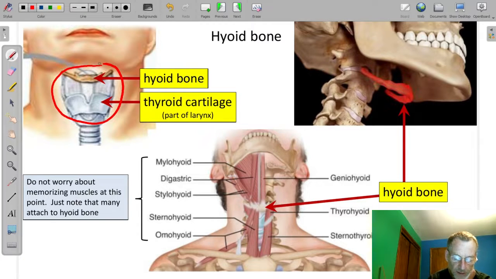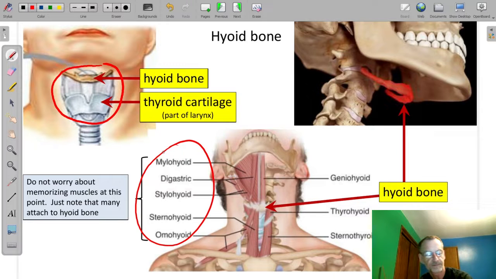So you should know the yellow boxes, and don't worry about memorizing muscles at this point. We will come back to all of this in the next unit. But the hyoid bone doesn't articulate with any other bone, it just hangs out there in space suspended by ligaments and muscles. Next slide.